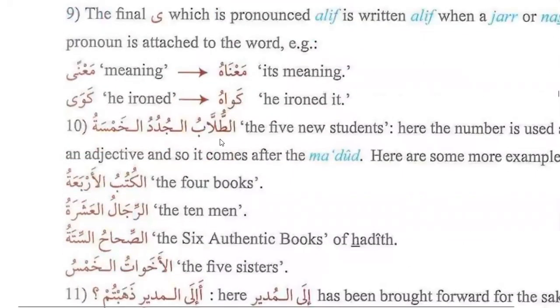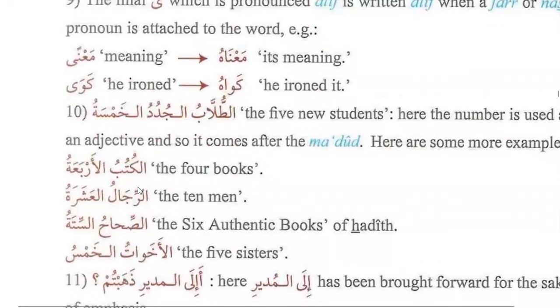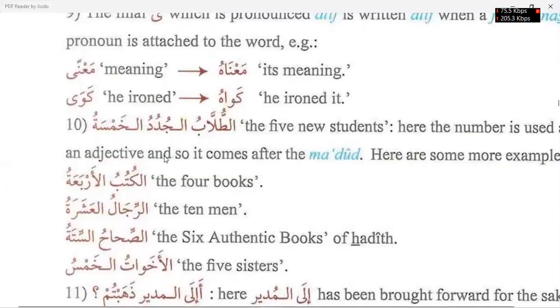Before this you have learned that counting from 3 to 10 is muzaf and muzaf ilayh, like 3 books, 4 books. But when we want to use that in the sense of a quality of something, then the rule of muzaf and muzaf ilayh will not be applied, but the rule of naat and manut will be applied. So, for example, I want to say the 4 books are very important. In that case, I will not say arbaatu kutubin, but I will say al kutubul arbaatu. I am specifying some specific 4 books. So in that case, we will follow the rule of Naat Manoth.